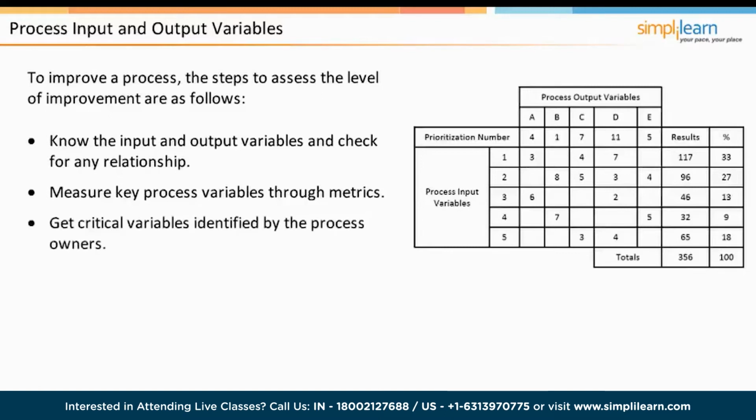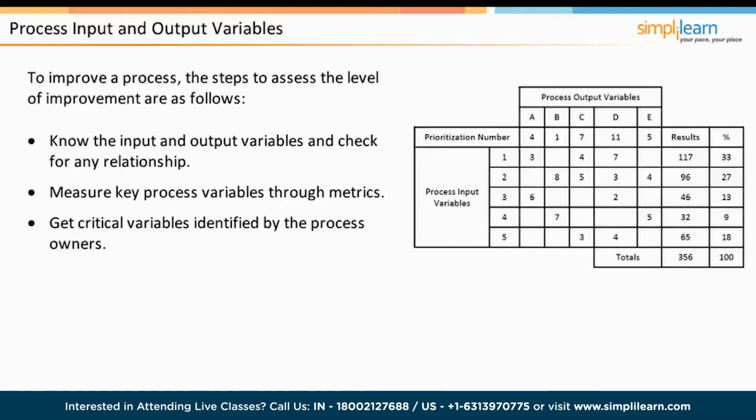Critical variables are best identified by the process owners. Once they are identified, cause and effect tools are used to establish the relationship between variables. A cause and effect matrix is shown on the screen. The key process input variables have been listed vertically, and the key process output variables horizontally.